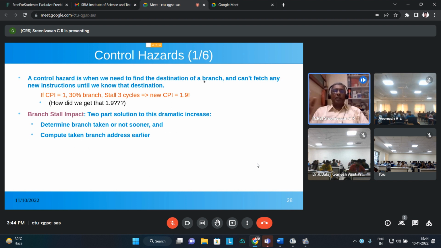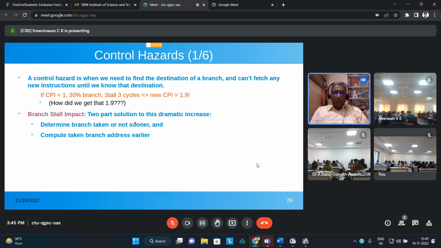You want to come to college, there is a traffic block and you need to take a deviation. So your reaching college could be a few minutes late or a few minutes earlier, depending on the traffic, right? So we can't fetch any new instruction until we know the destination. If you do not know where the destination is, like the college, if there are multiple deviations happening on the road, then you end up more time on the road.